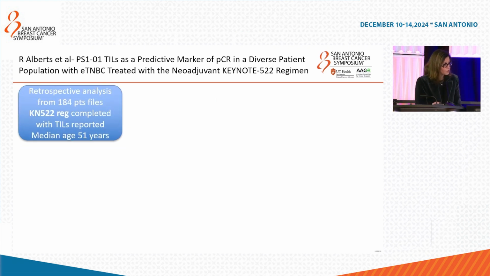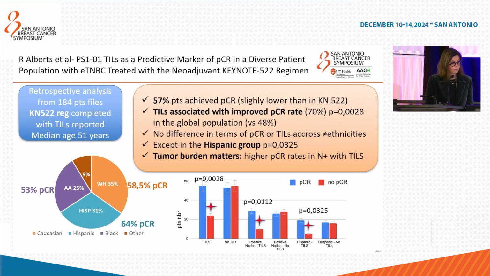Now I move to the next poster on TNBCs by Dr. Alberts and colleagues, TILs as a predictive marker of pCR in a diverse patient population with early TNBC treated with neoadjuvant KEYNOTE-522 regimen. So it's a retrospective analysis from 184 patient files. All the patients had the KEYNOTE regimen completed, and they had TILs reported. Median age was 51 years old.